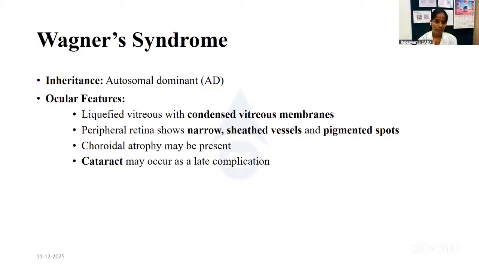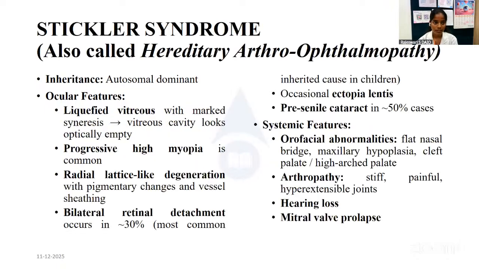Ocular features: liquid vitreous with avascular vitreous membrane. Peripheral retina shows narrow, sheathed vessels and pigmented spots. Choroidal atrophy may be present. Cataract may occur as a late complication.